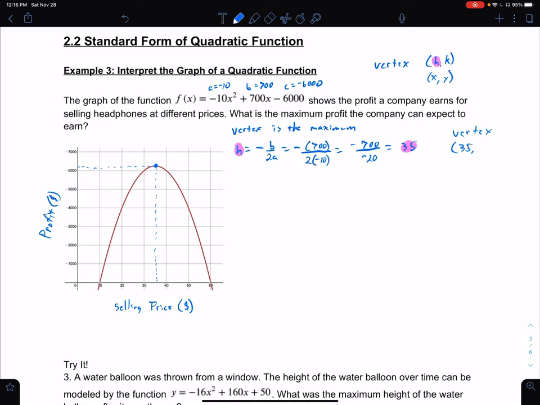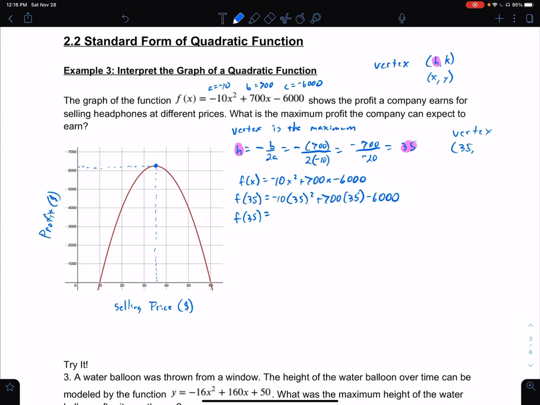So let's continue though. We do want to find the y value so that we can figure out what the maximum profit is. Right now we know what the selling price is. So to solve that, we're going to take our original equation and plug the h value in as our x. So we're going to say f of 35. So negative 10 times 35 squared plus 700 times 35 minus 6,000.